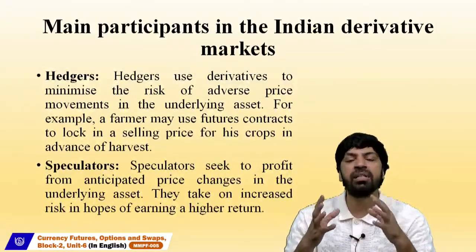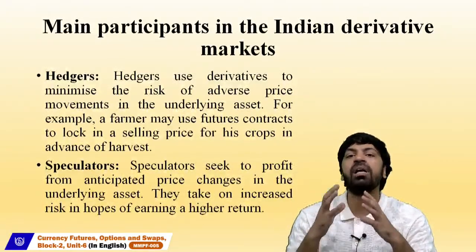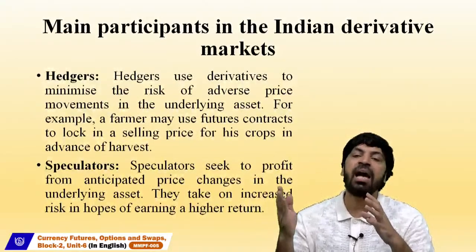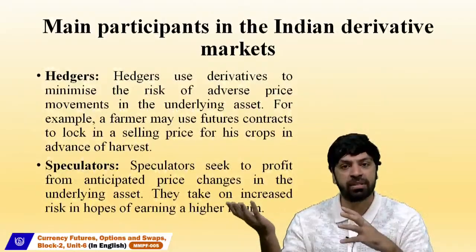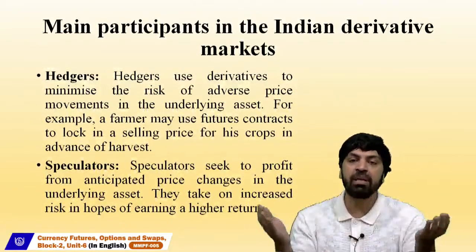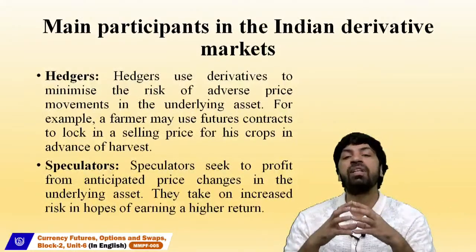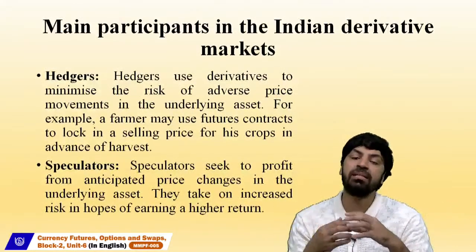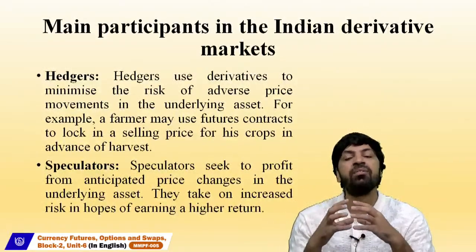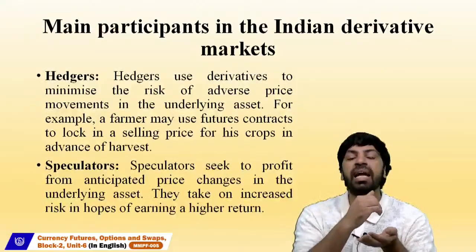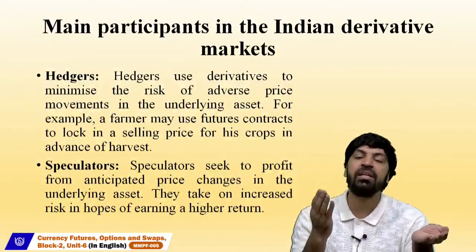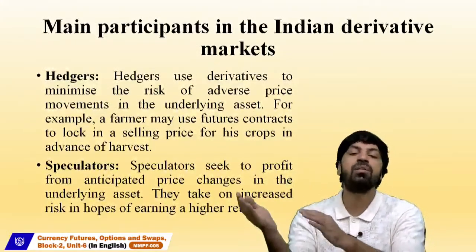In other words, in finance we always say the higher the risk, the higher the return and profits. So speculators always believe that if they take higher risk, they would get higher returns, if they could gain profits from anticipated price changes in any of the assets. It could be an underlying asset, let's say shares or stock.